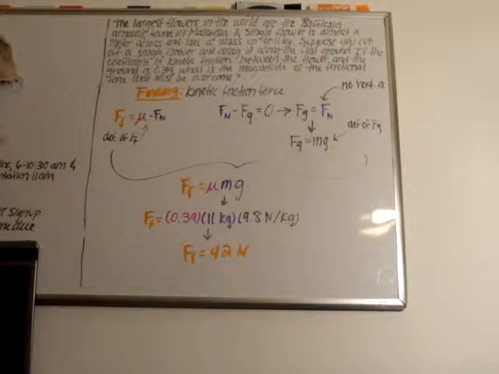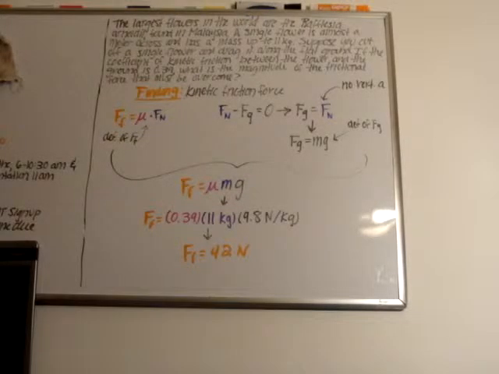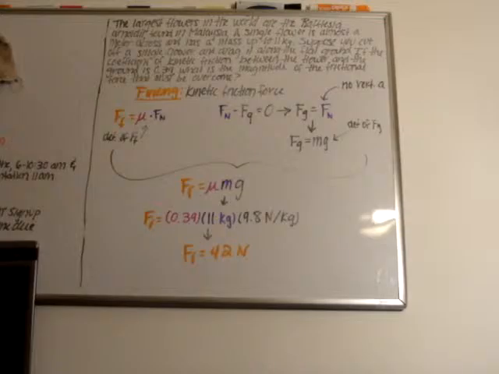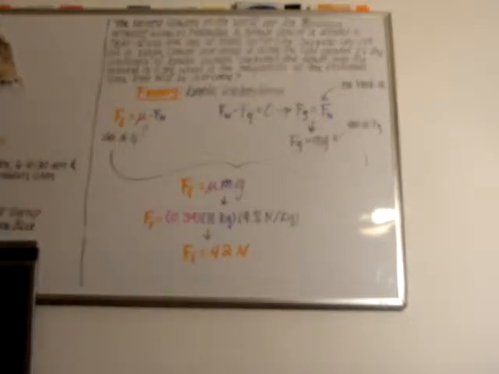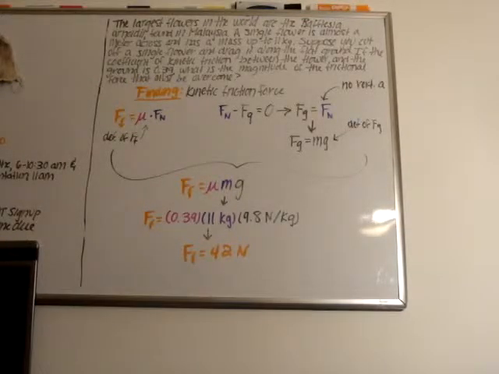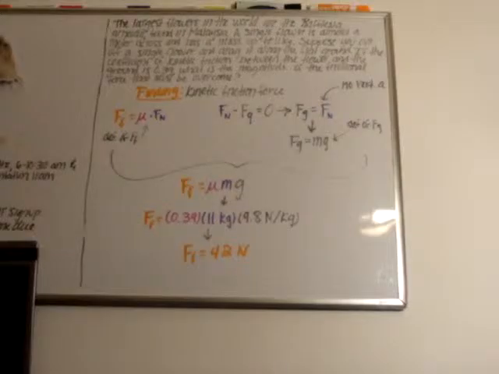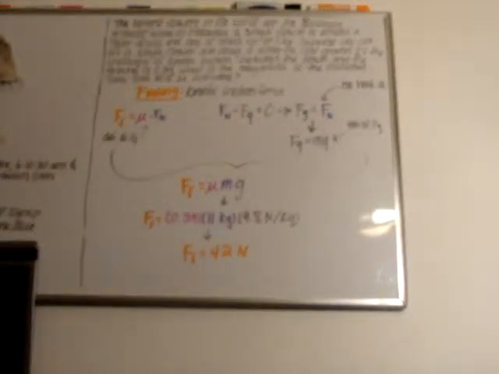So this is a practice problem about simple friction. The question is: the largest flowers in the world are the Rafflesia arnoldii, found in Malaysia. A single flower is almost a meter across and has a mass of up to 11 kilograms. Suppose you cut off a single flower and drag it along the flat ground. If the coefficient of kinetic friction between the flower and the ground is 0.39, what is the magnitude of the frictional force that must be overcome?